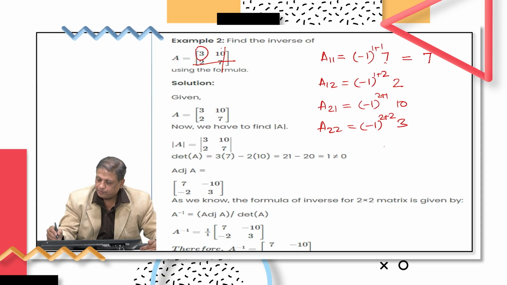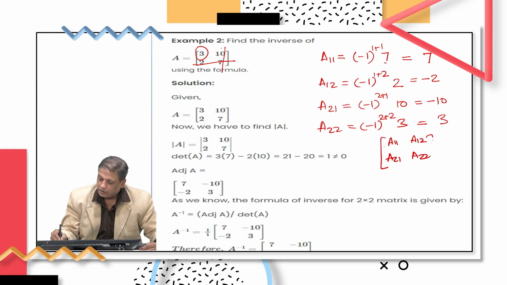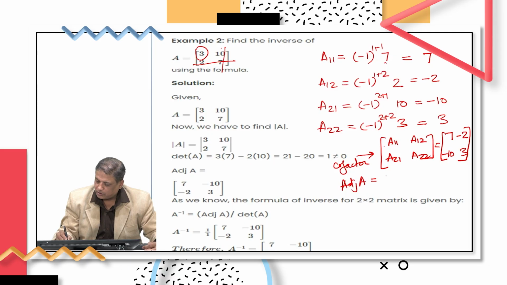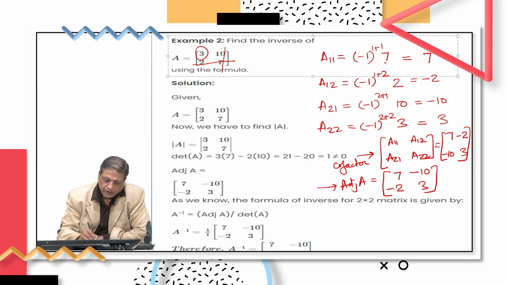So the first value will be 7, the second value will be minus 2, the third value will be minus 10, and the fourth value will be 3. So the cofactor matrix, A11, A12, A21, A22, is equal to 7, minus 2, minus 10, and 3. Now the adjoint of A will be the transpose of this cofactor matrix. So the transpose will be 7, minus 10, minus 2, and 3. So this is the adjoint of A.